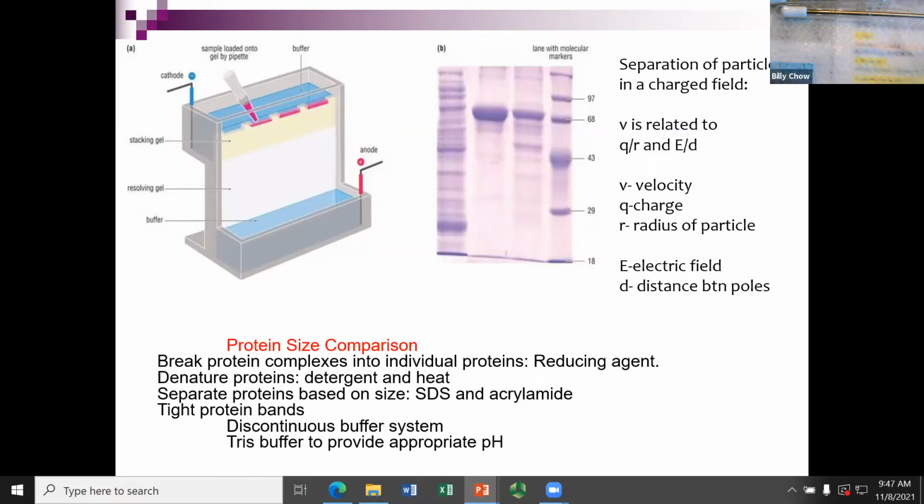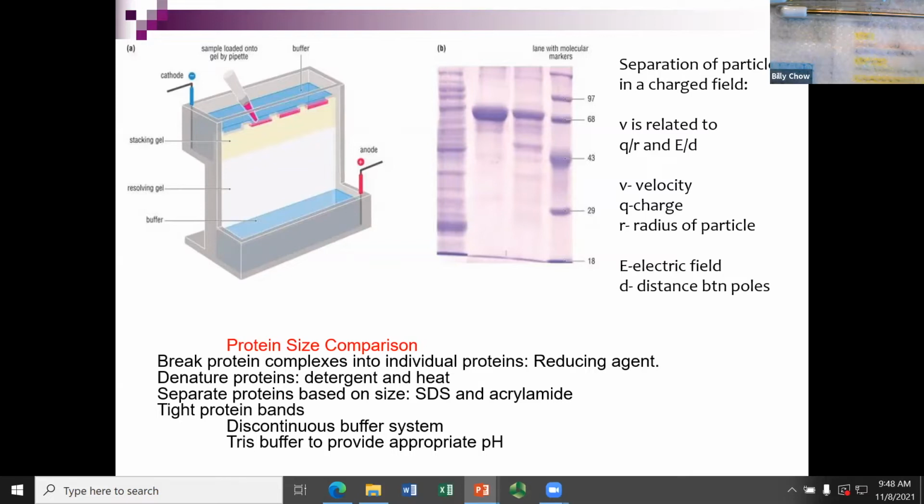You load your sample into these wells, and then you hook up this whole apparatus to a power pack. And the positive pole is on this side, the anode is here, and the cathode is here. So proteins that are labeled with a negative charge will then migrate down and be separated in the resolving gel.